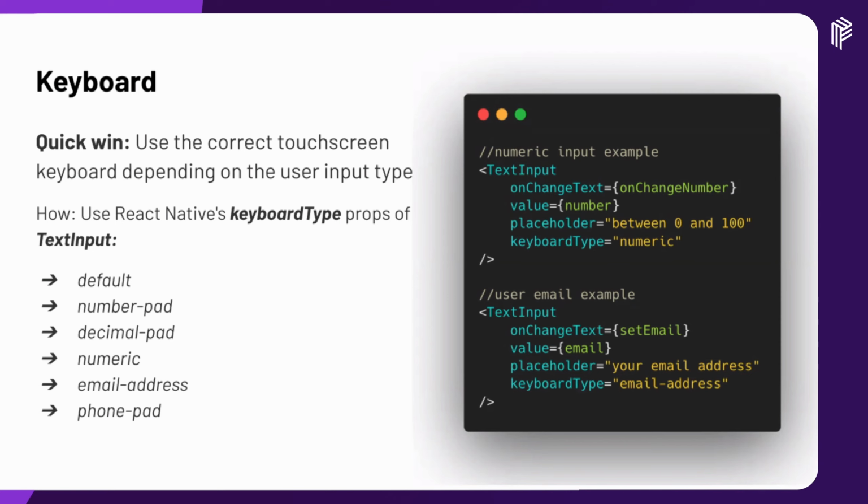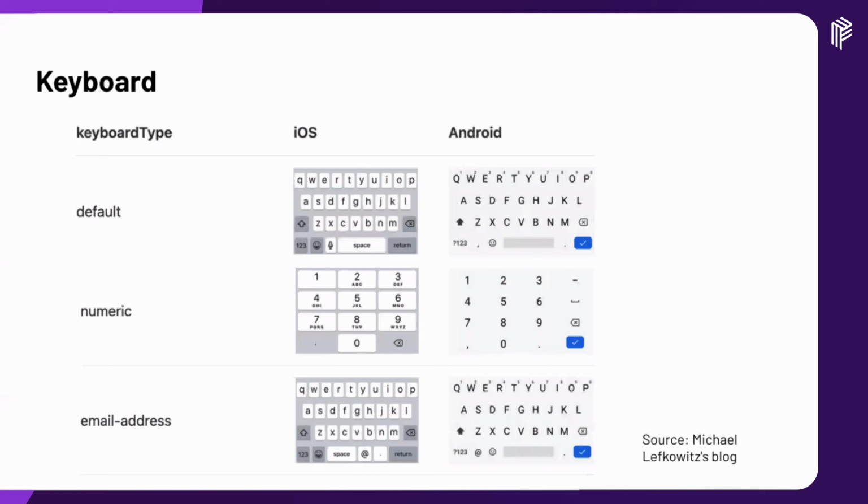So on React Native, how do you do this? You can use the keyboardType prop of TextInput. It's really super simple and it makes a huge difference. So I listed there the options. There are cross-platform ones, but there are also a few Android specific and iOS specific options for the type. And here we can see some examples.